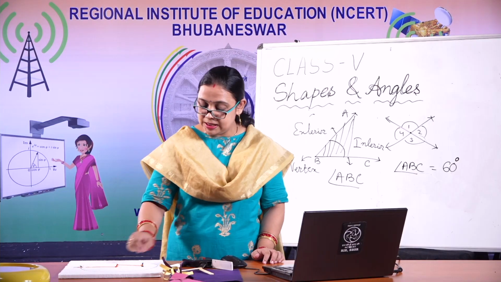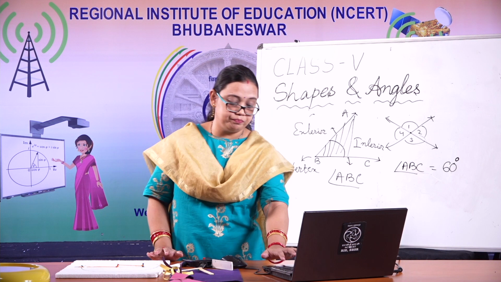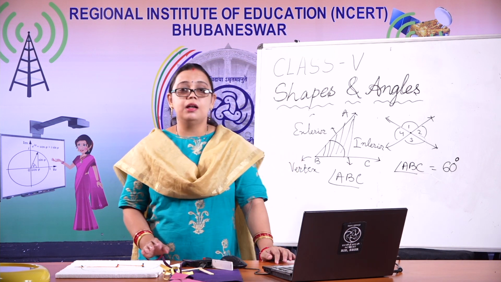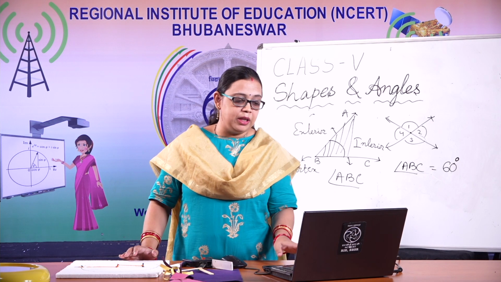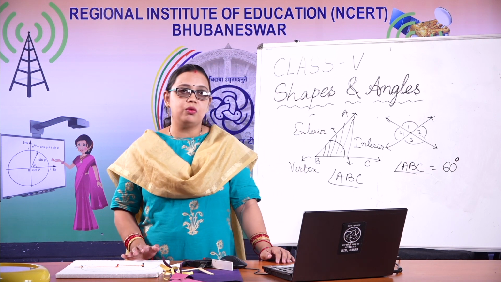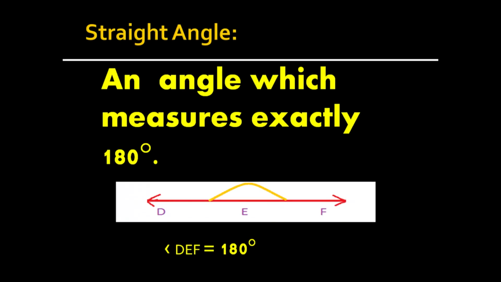Okay. So, next is our straight angle. An angle which measures exactly 180 degree is called a straight angle. Why straight angle? Because this resembles a straight line. Here I have named the angle as DEF, which is equal to 180 degree.